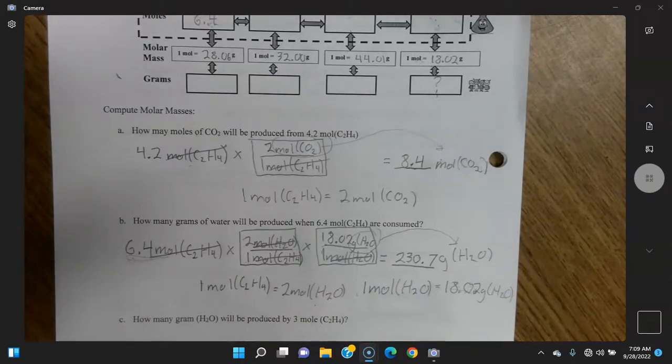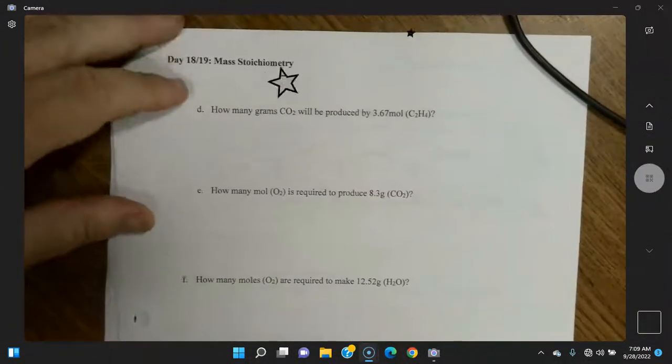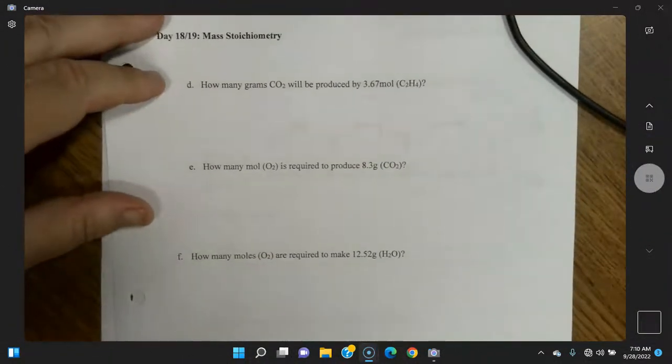I'll move on to the next problem. Okay, so how many grams of CO2 will be produced by 3.7 moles of C2H4? So it's a similar problem.